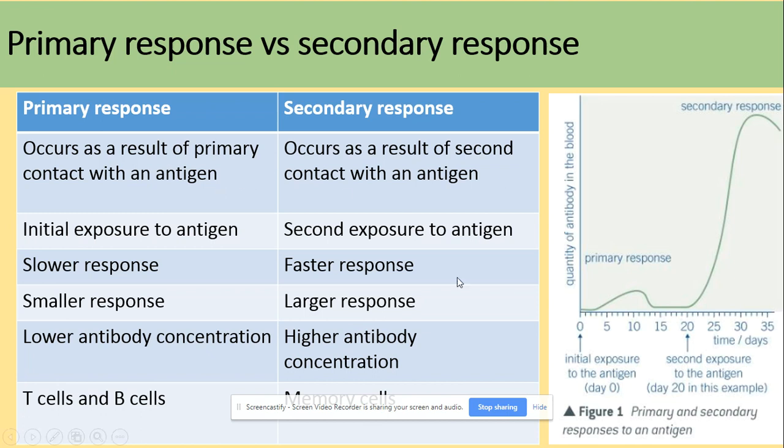Primary has a smaller response, which we've seen on our diagram, producing a lower number of antibodies, while the secondary is quite a larger response and you've got a higher concentration of antibodies. What cells are involved in the primary response? There will be T helper cells and B cells. In the secondary response, we're only looking at memory cells.